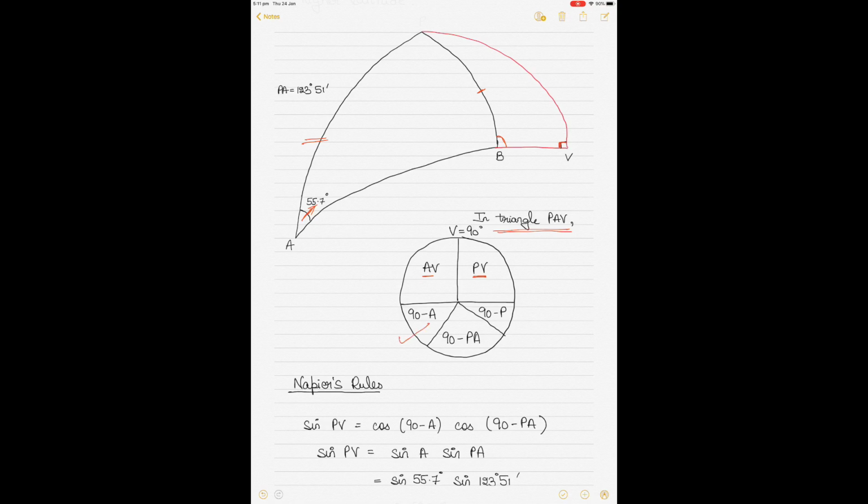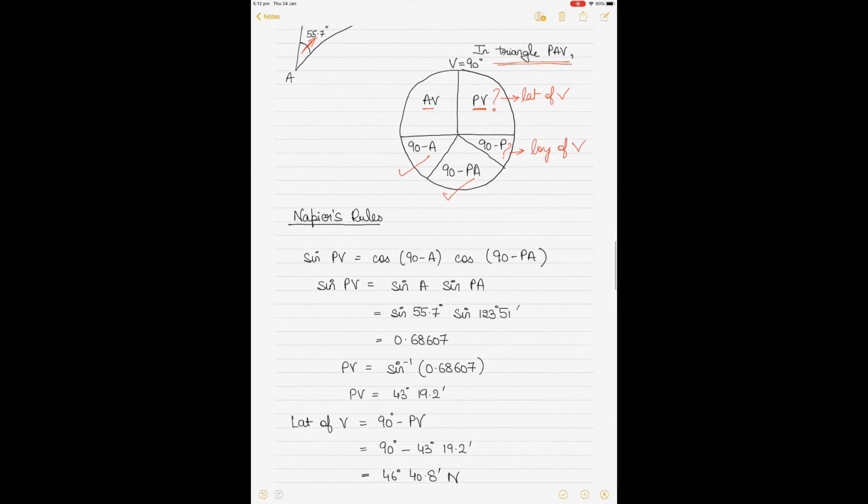Alright, what do we know? We know A and I know PA, right? And what do I need to find out? I need to find out PV because this will give me the latitude of the vertex, and I need to find out P because this will give me the longitude of the vertex. So angle P is always the D long between two positions. So if I find out the D long, I can apply it to the longitude of A and get the longitude of the vertex. That's how it works.